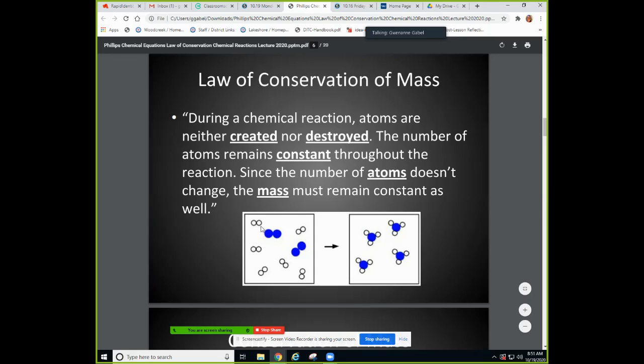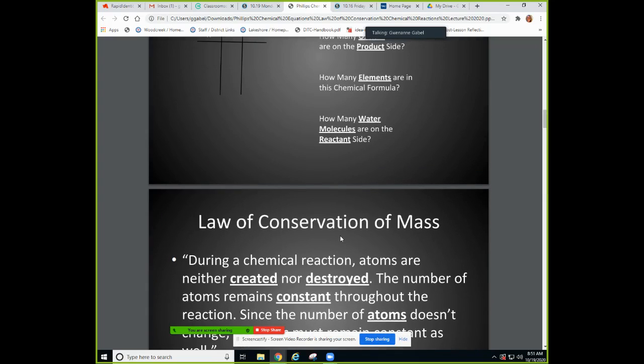What it's saying is that the number of atoms on your reactant side and the number of atoms on the product side will always be equal. You may have new compounds and new substances that have been formed, but the number of atoms will always be equal. So I'm going to go back up to this photosynthesis equation and show you.